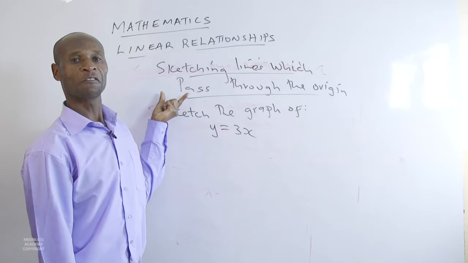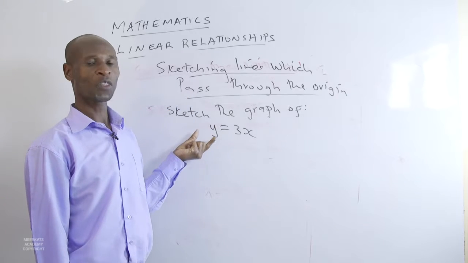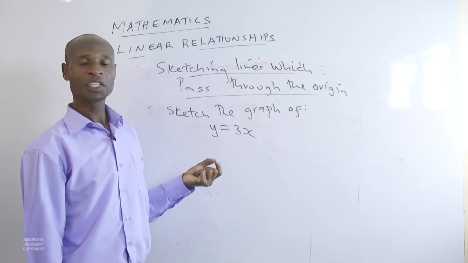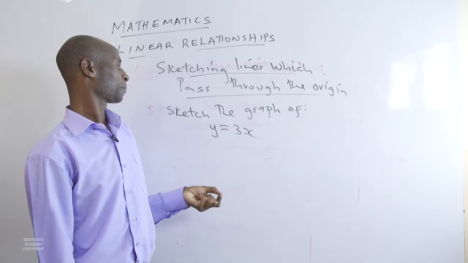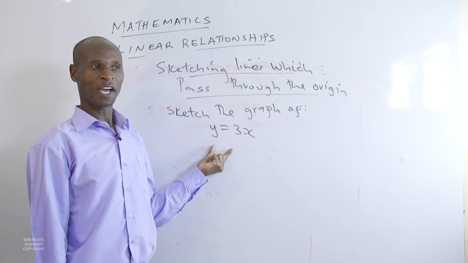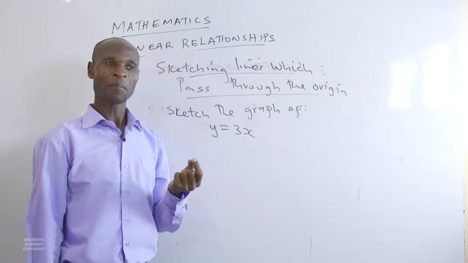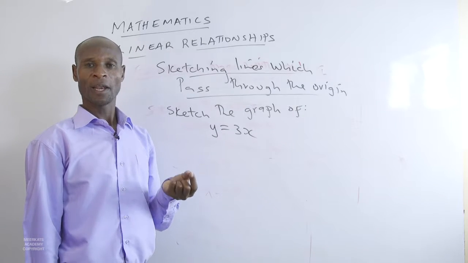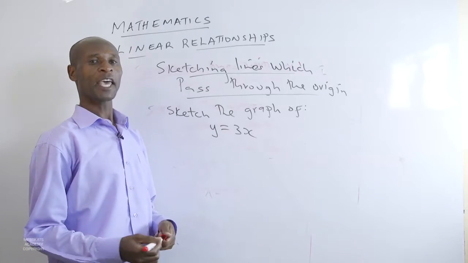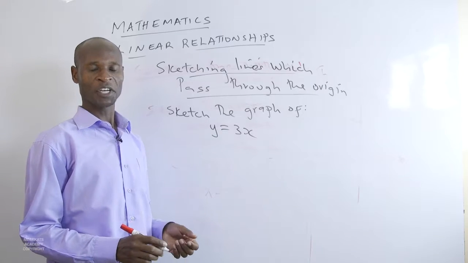We want now to confirm what happens when our line is passing through the origin. How do you sketch a line which passes through the origin, and you are given the equation of that particular line? We need to remember that when the line is passing through the origin, then its x-coordinate is 0, and also its y-coordinate is 0.